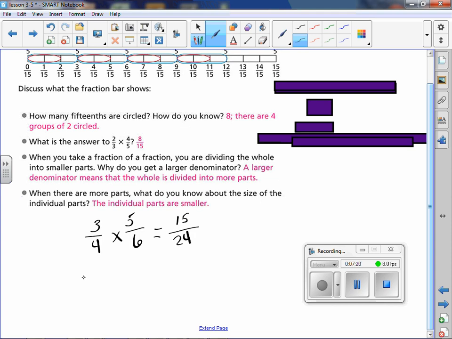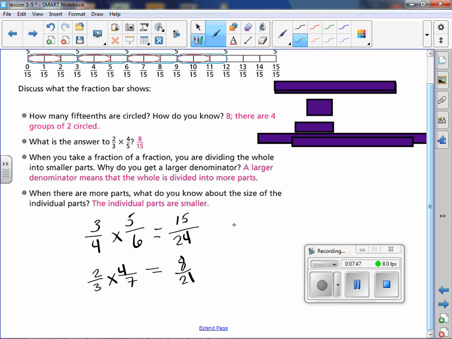Okay, so let's try another one. 2/3 times 4/7. Again, with multiplying across, you're going to do 2 times 4, which is 8. And then you're going to do 7 times 3, which is 21.